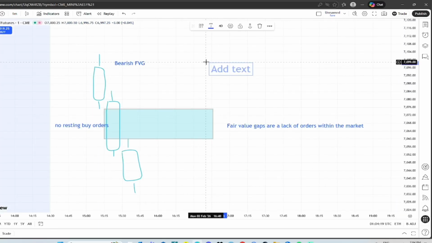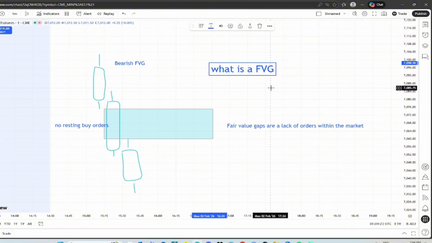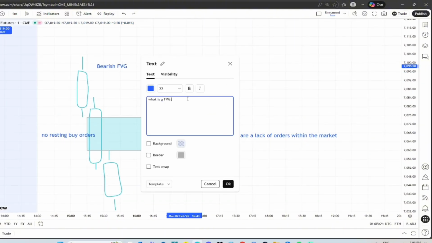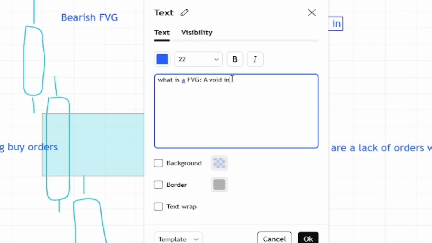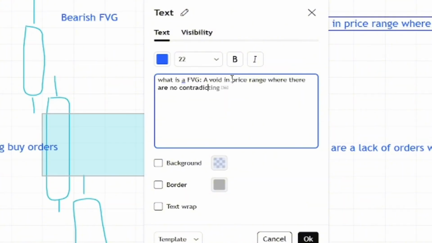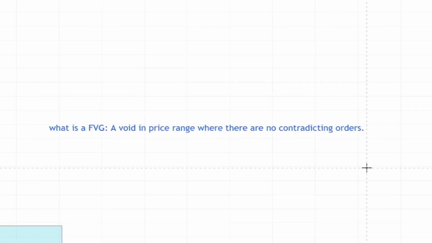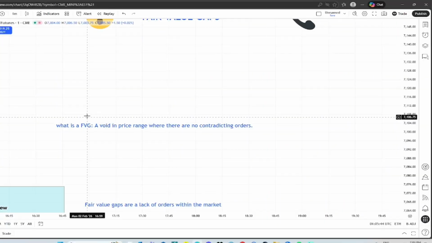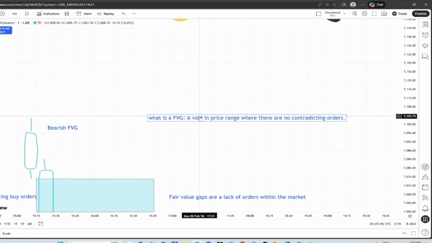Getting right into it. What is a fair value gap? FVG, don't let that confuse you, just stands for fair value gap. A fair value gap is a void in price range where there are no contradicting orders. Make sure you write that down because it's all going to make more sense when we get into the first examples.